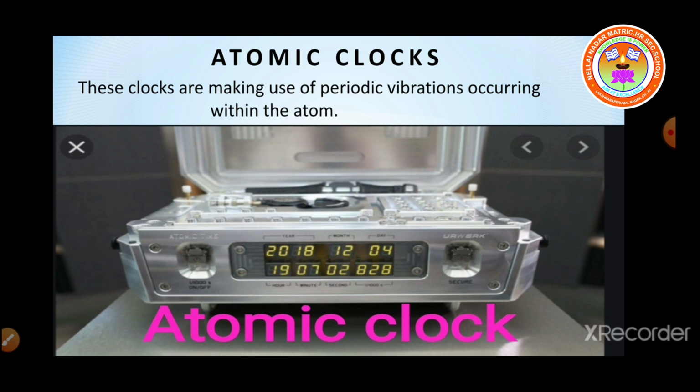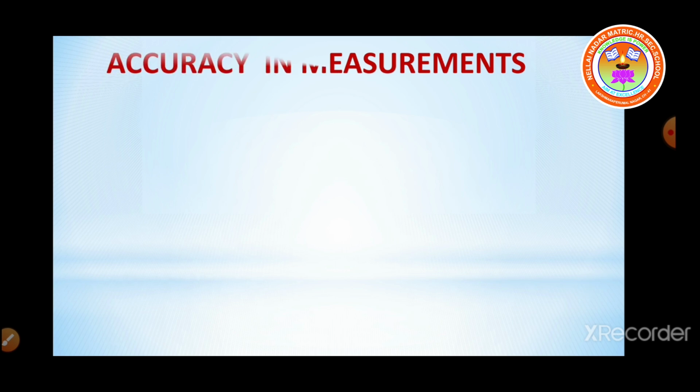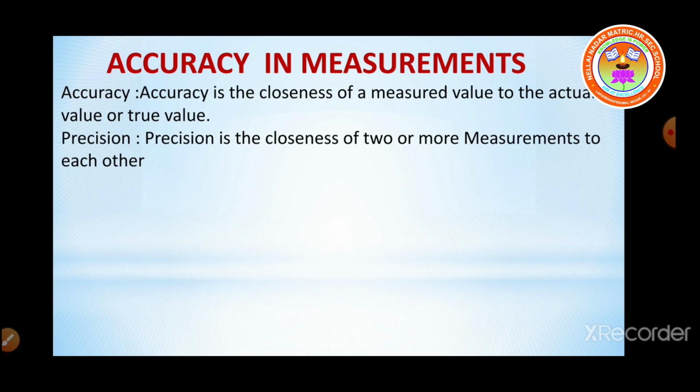So next we have to move on to accuracy in measurements. The clocks also are classified based on accuracy only. The correct value is what we take as accuracy. So next we have to move on to the importance of accuracy in measurements. Measurement is the base for all the experiments in science and technology.